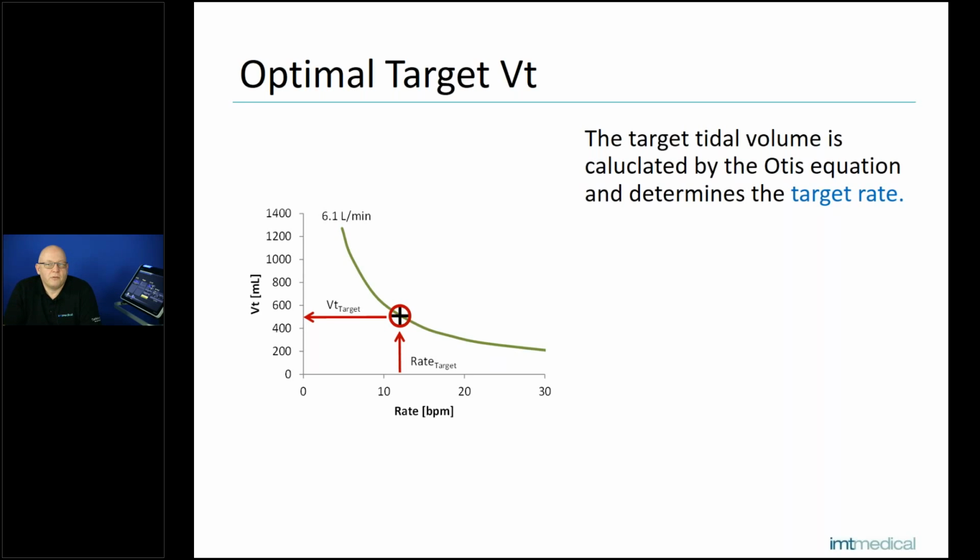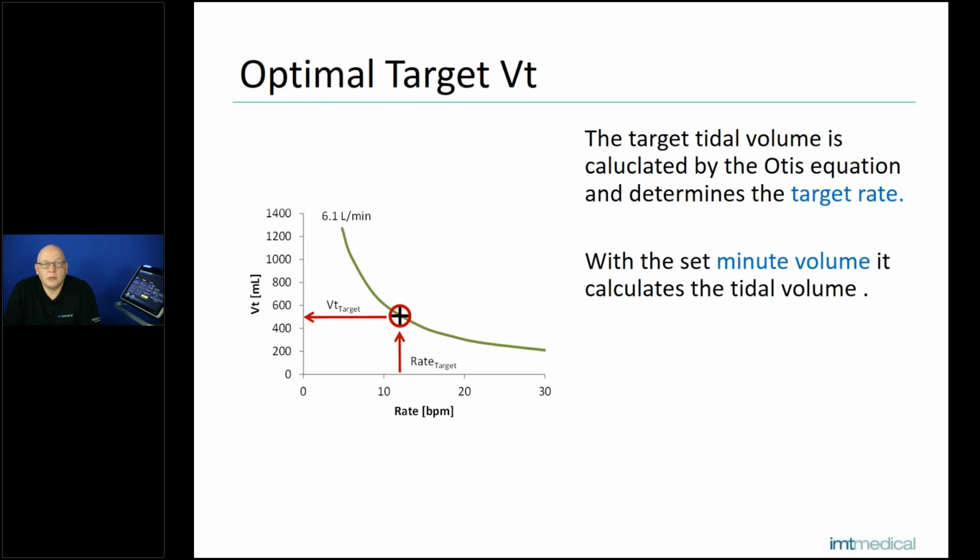That means if the patient has a lung condition, or is normal and healthy, the Otis equation will calculate a rate where the patient is ventilated with the least work of breathing. For example, this could be a target rate of 15 for this moment. I also typed in my minute volume, this may be 6 liters. So 6 liters divided by 15 will result in the tidal volume. This means a tidal volume of around 400. And so this is the optimum target for this patient.